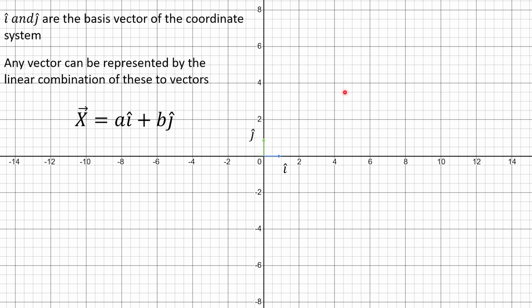Imagine any vector in this xy plane, we can represent it in the form of a i cap and b j cap, where a and b are scalars, any scalars, and we can use a and b as scalars to represent any random vector in this plane. Suppose we have this vector which can be denoted as 6 i cap plus minus 8 j cap, 6 and minus 8 being the scalars multiplied with the basis vectors. So you get the idea of how to denote a vector with i cap and j cap.